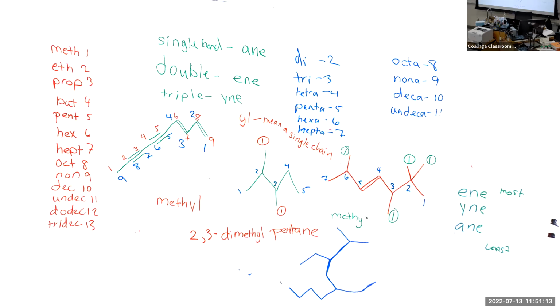Now with the side chain, so we put yl. How many of them do we have total? 1, 2, 3, 4, so it would be tetra. So it would be tetramethyl, and we have to say where they're located. We have 2, so it'll be 2, comma 2. Let's tell where both of them are located. Then we have 1 at 3 and 1 at 6. So it's 2, 2, 3, 6, tetramethyl.